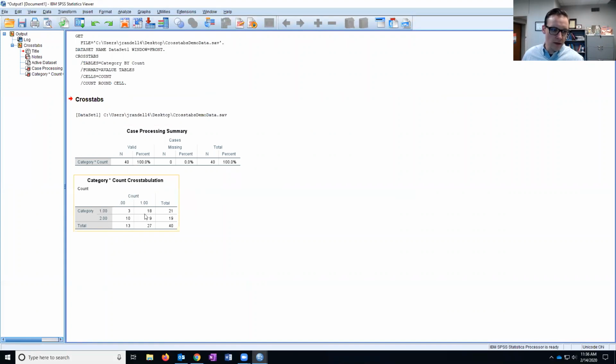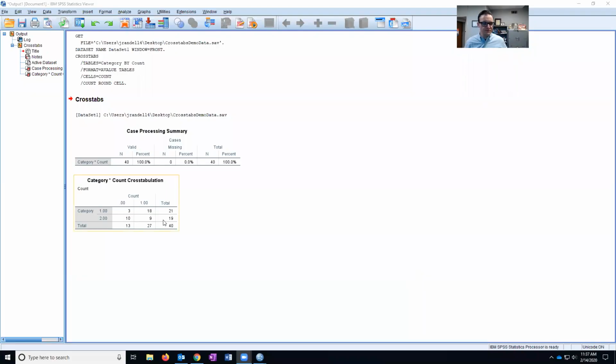In category 1, there's a total of 21 responses. And we can see that there are 18 ones. This gives you what's being counted up here, and this is giving you the frequency of those counts. So how many zeros are there in category 1? 3. How many ones are there in category 1? 18. I don't know why that pops up. It's irritating. How many zeros are there in category 2? 10. How many ones are there in category 2? 9. Okay, and that's it.